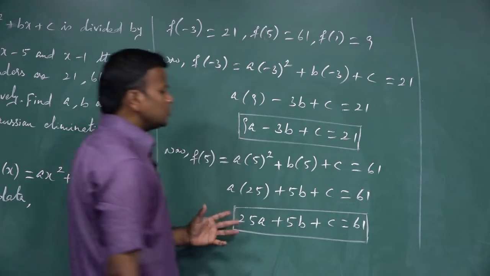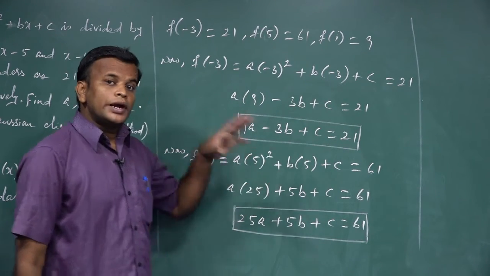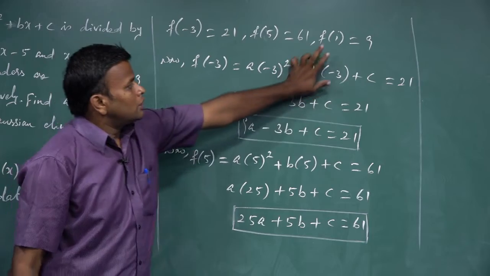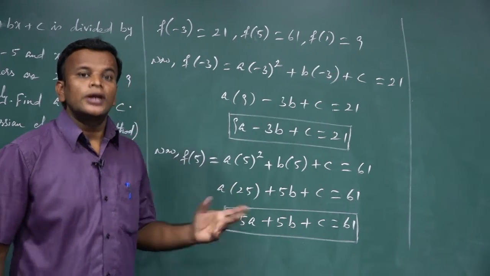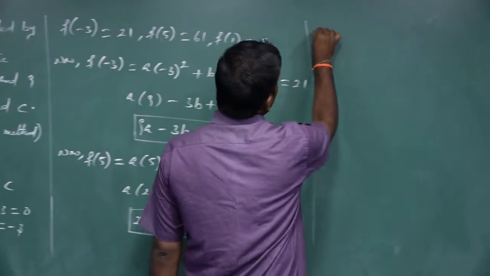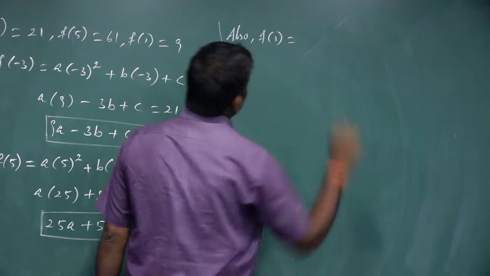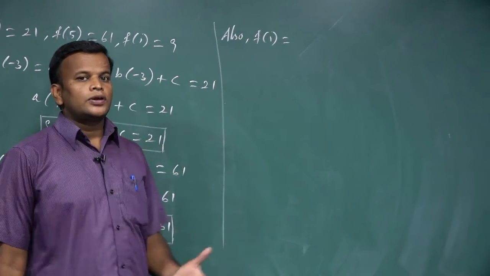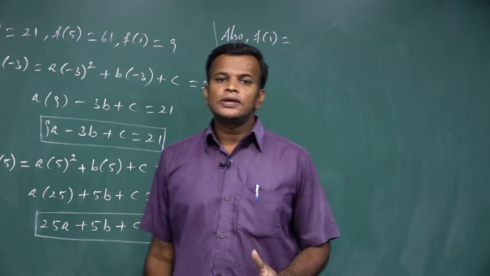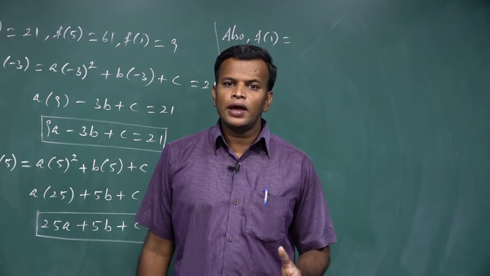Second one is a frame. Also, one more data is given. What is another data? The value of f of 1 is also 9. How to find f of 1? In f of x, we replace x by 1 via f of 1.